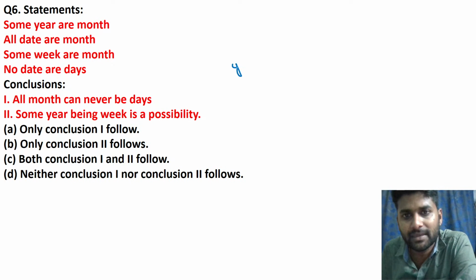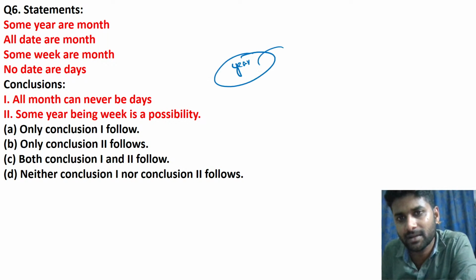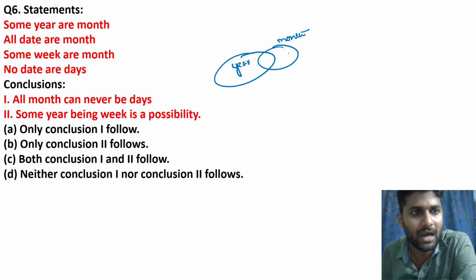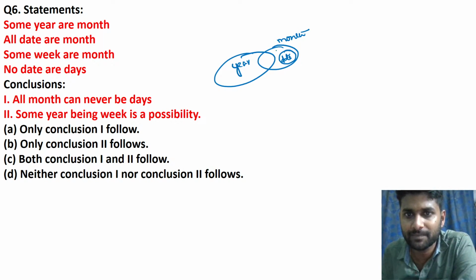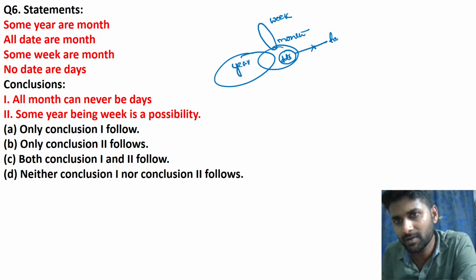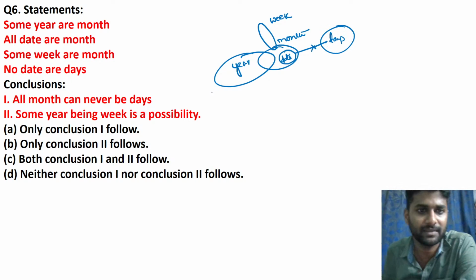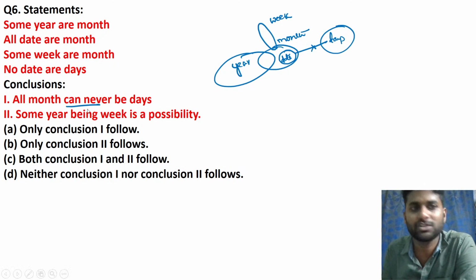Next one, some year or month, all date or month, some week or month, no date or days. That's the diagram. Now, all month can never be a day. Can never means there are no chances.